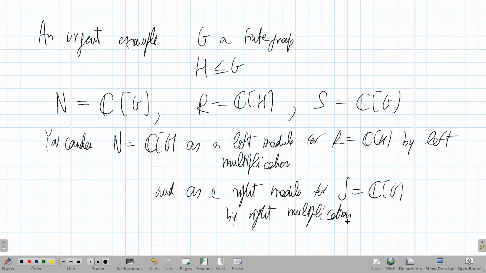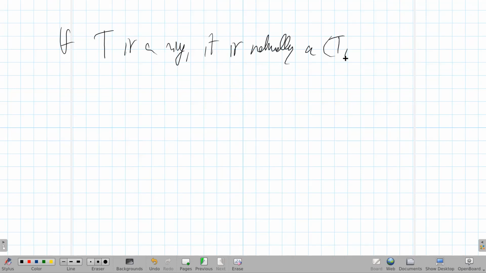Perhaps I'll come back to this in a second, but perhaps I should say that, using a neutral notation, if T is a ring, it is naturally a T-T bimodule, which we'll write as T with two T's here, with multiplication on the left and on the right.